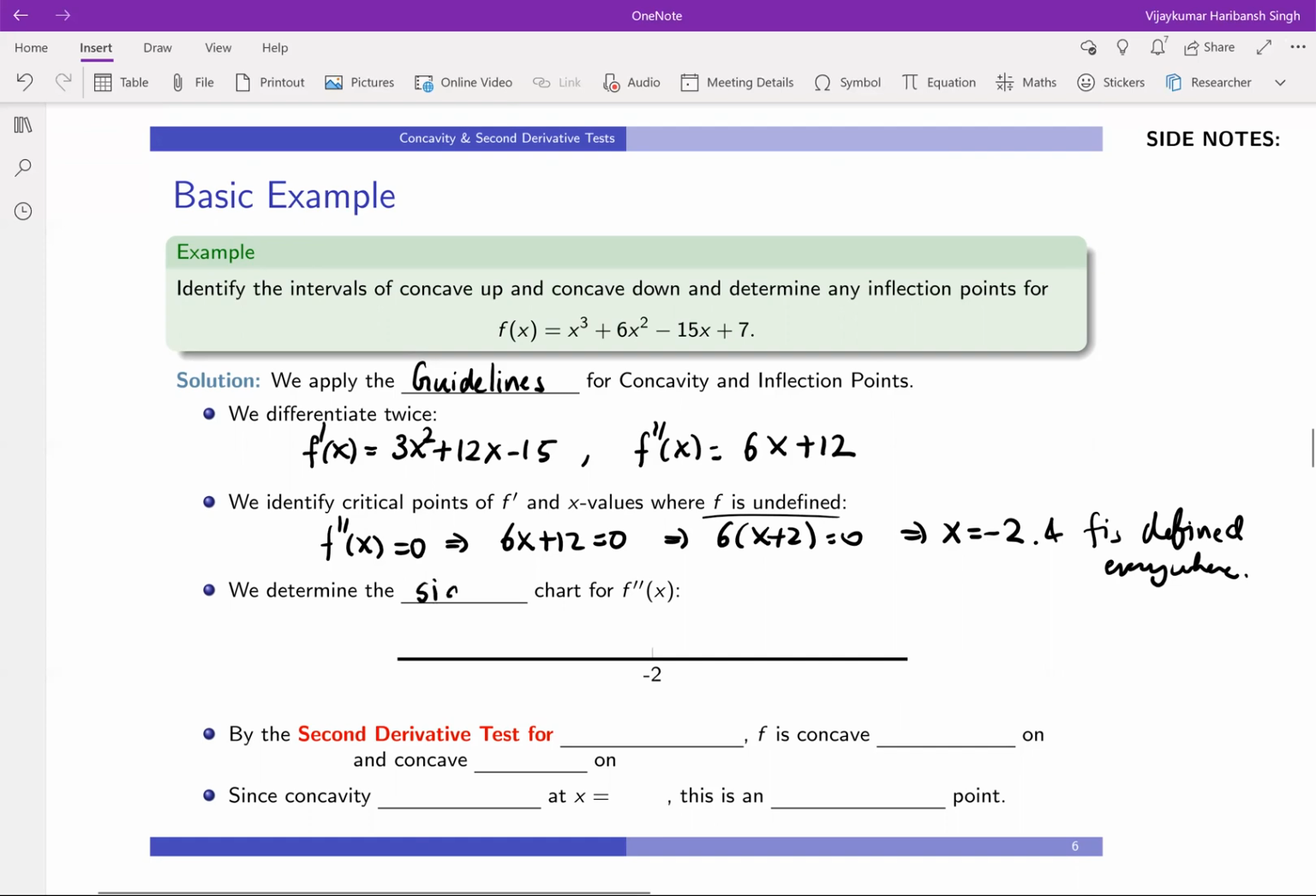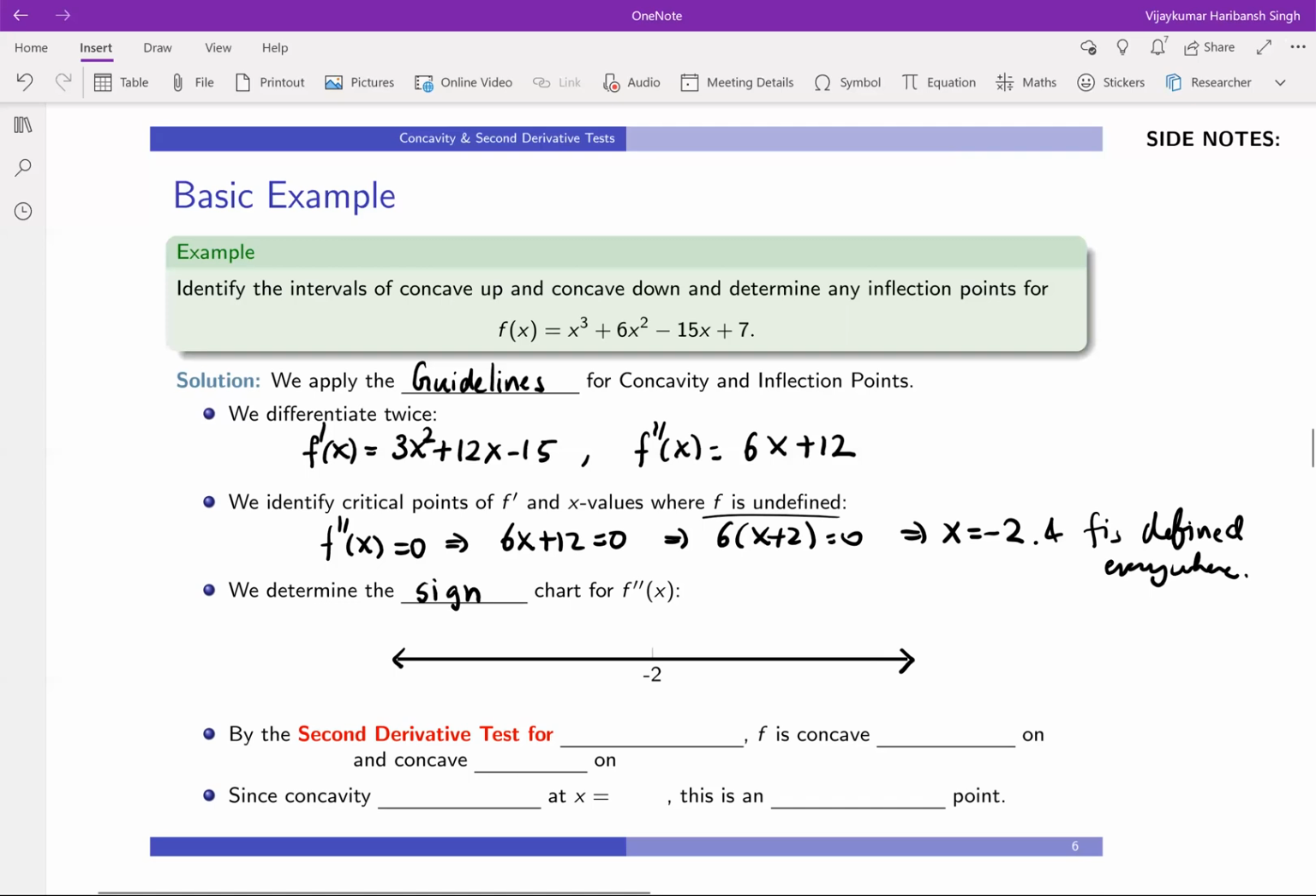Now what we'll do is we'll look at the sign chart for f double prime. Because if the sign is positive for f double prime, then the function is concave up. And if the sign is negative, then the function is concave down, right? So pick a point of your choice from here. So let's say minus 3.